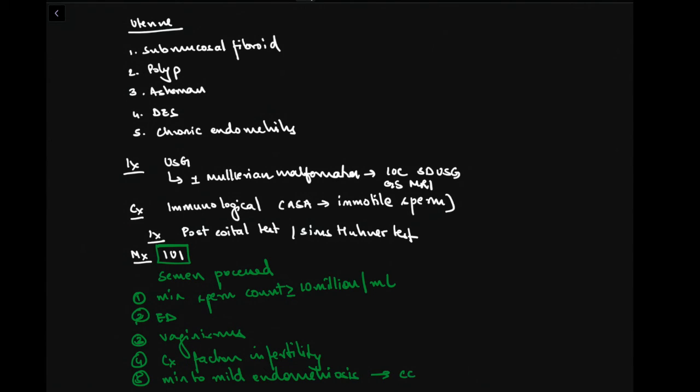Right. Here we give clomiphene citrate followed by intrauterine insemination. And for unexplained infertility as well, we give clomiphene citrate plus intrauterine insemination, and we do it for 3 cycles. Remember the point that the minimum sperm count is 10 million per ml.